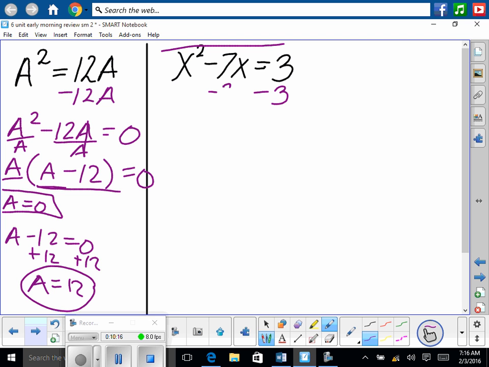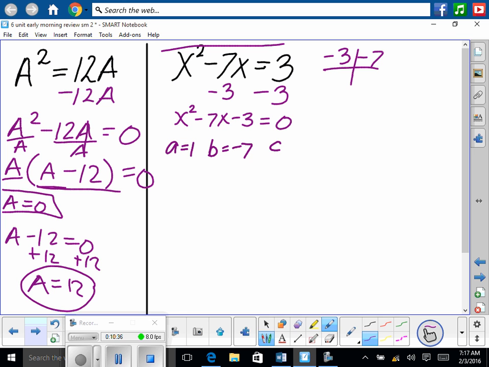So we would subtract 3 from both sides, so we have x squared minus 7x minus 3 is equal to 0. Now if you try to factor with this one, you'd be looking for what multiplies to be negative 3 and adds up to be negative 7. Well, there's no factors that work, right? So it's not factorable. So this is where we'd use the quadratic formula. So a is 1, b is negative 7, c is negative 3.